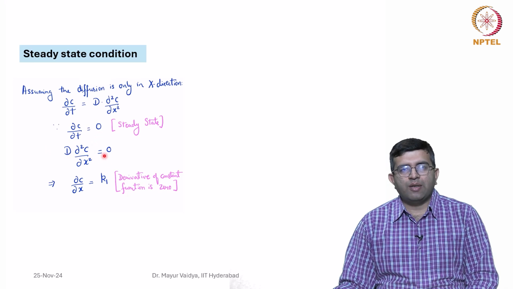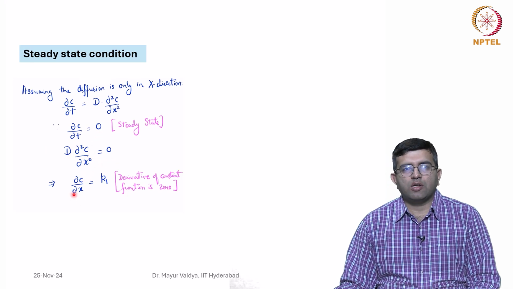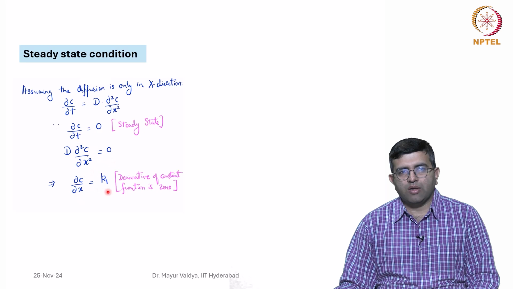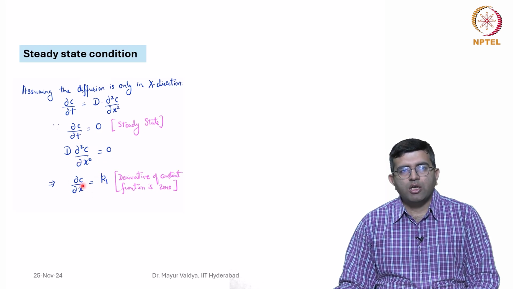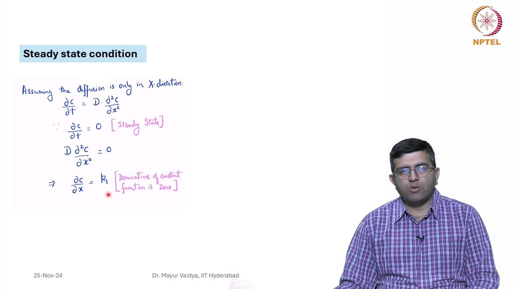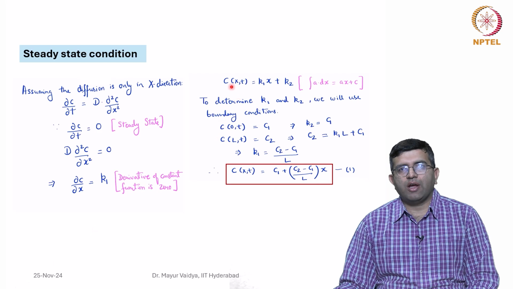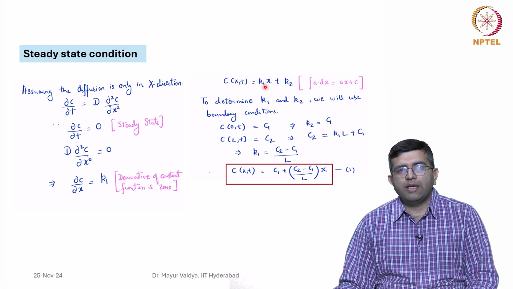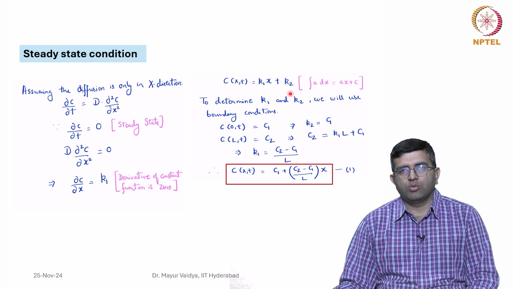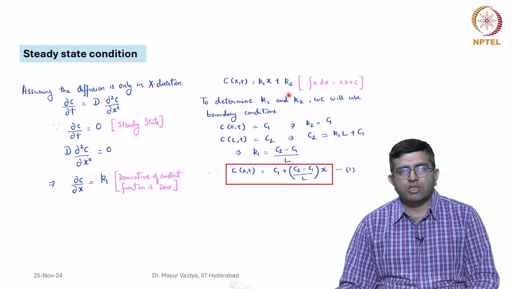So, any derivative when it is 0, it means that ∂c/∂x is equal to k1. Then only you can write ∂²c/∂x² as 0. So, ∂c/∂x is equal to k1. And now, if I integrate it further, I can write c of x comma t is k1x plus k2. So, this would be my integration constant.